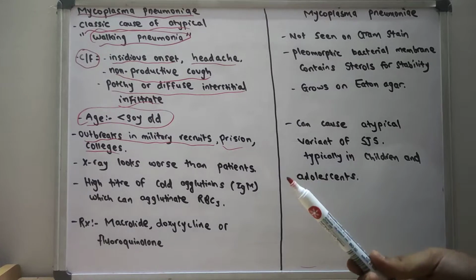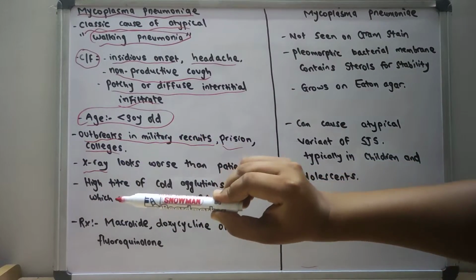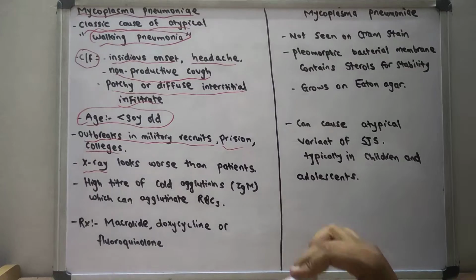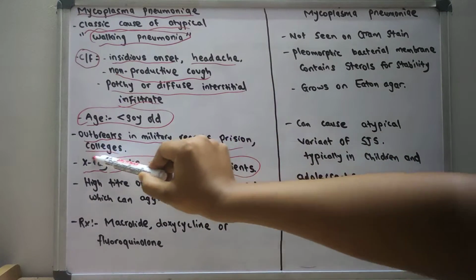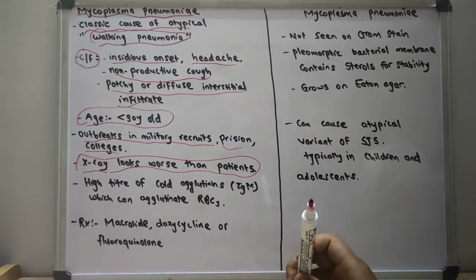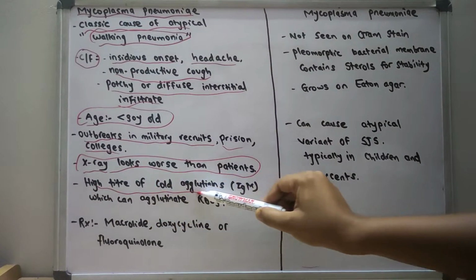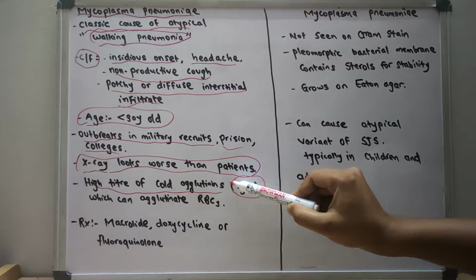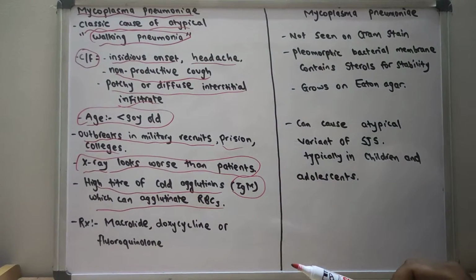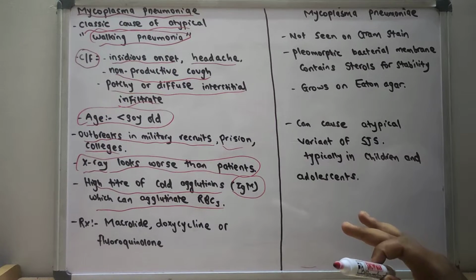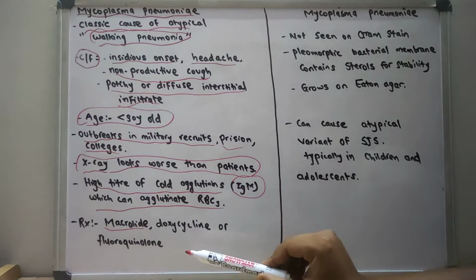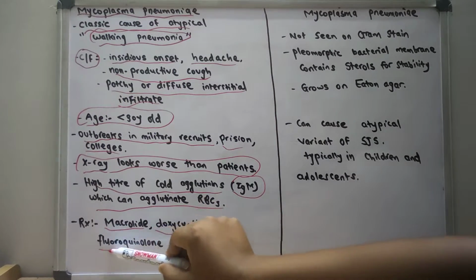As I have already told you, the x-ray of the person with atypical pneumonia caused by Mycoplasma pneumoniae looks worse than the patient's symptoms, and there is a high titer of cold agglutinin immunoglobulin M, which can agglutinate RBCs. The treatment of this Mycoplasma pneumonia includes macrolide, doxycycline, or fluoroquinolone.